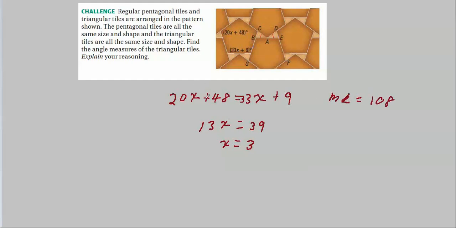Let's see if we got it right. That's 99 plus 9, well, that's 108 also. So each one of these angles here is 108 degrees.